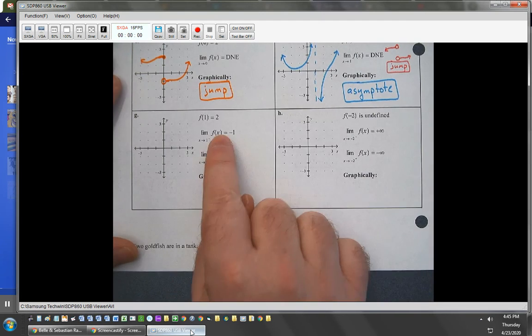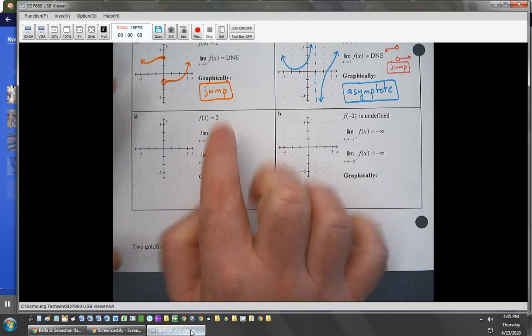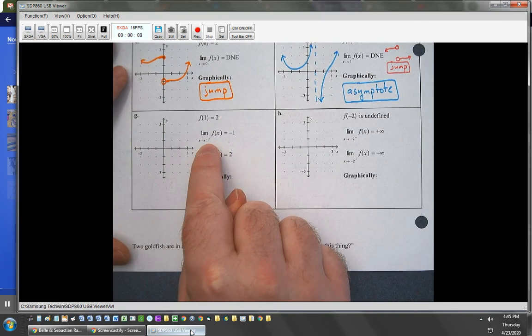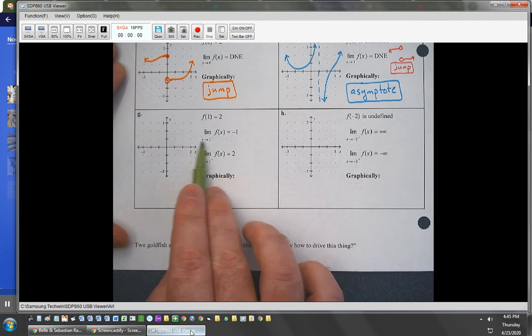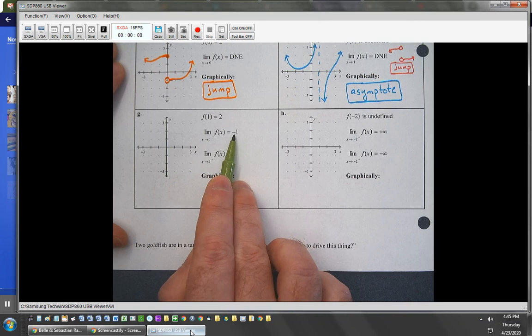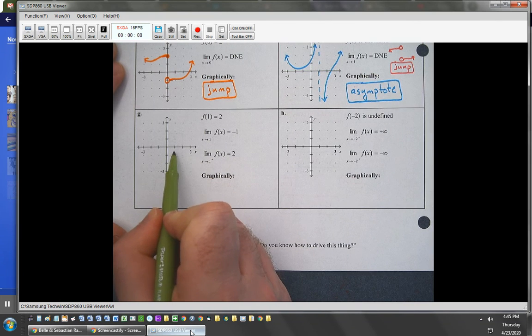Okay, so now we're getting a little more specific here. I'm still going to start with my limits, but this time it's telling me what to do. It's not really giving me a choice here. So it's saying as you come in from the left, as x approaches 1 from the left, you should approach -1. So I'm going to go to 1. From the left, we should be approaching -1.